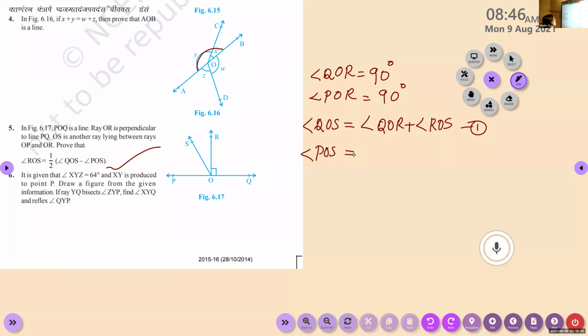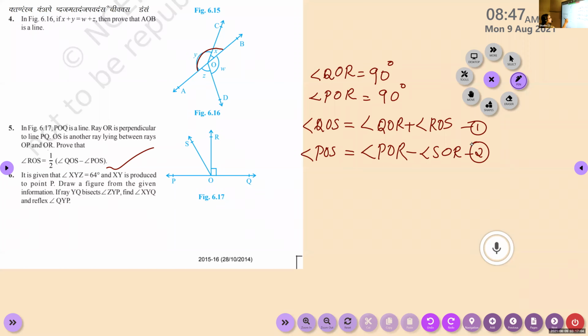No, POR after that what? You can see POR is 180 minus QOS, okay, but that is no need for our problem. POS is equal to POR, angle POR divided by 2, plus ROS. ROS plus POS. No, you move your fingers through those angles, then say. POR minus SOR. Yes, POR minus SOR. POS is POR minus SOR, correct? POR minus angle SOR, equation number 2.